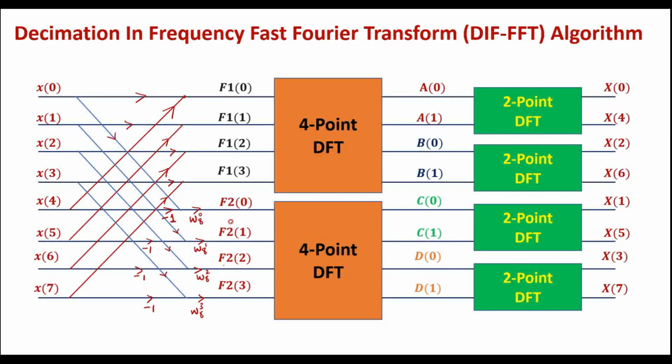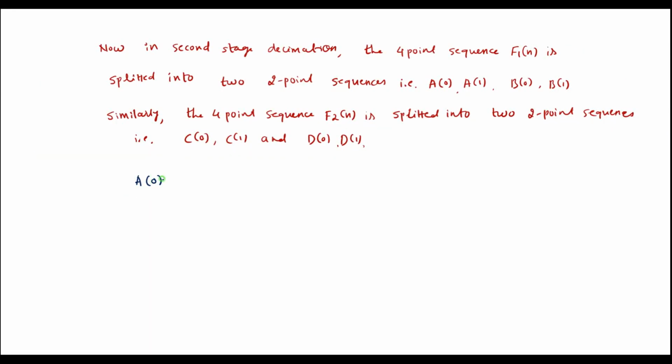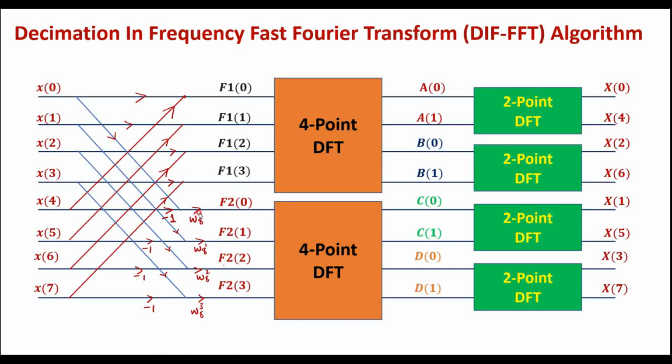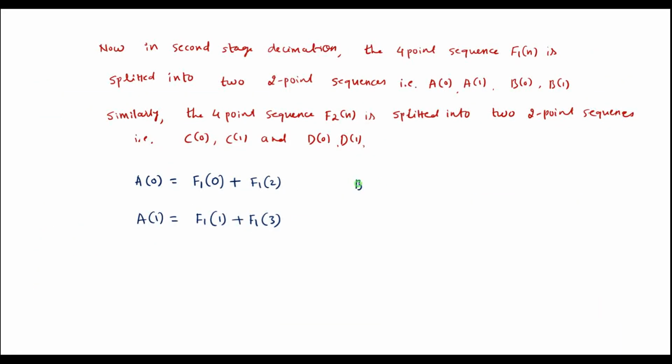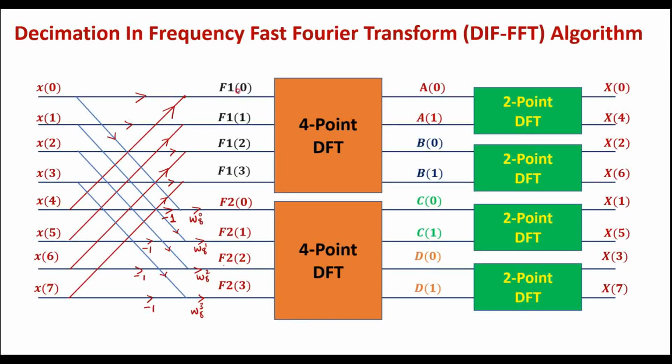Now let me write a of 0. a of 0 is equal to f1 of 0 plus f1 of 2. Similarly, a of 1 is f1 of 1 plus f1 of 3. And similarly, b of 0, b of 1 can be written as: b of 0 will be f1 of 0 minus f1 of 2 multiplied with the twiddle factor, that is w4 power 0, because here it is a 4-point DFT.